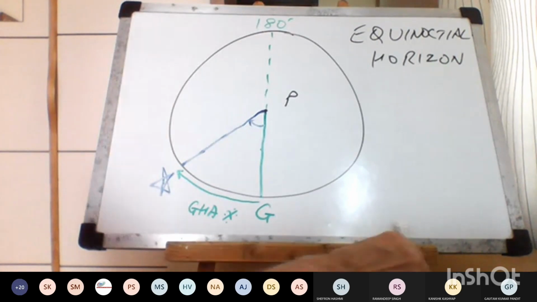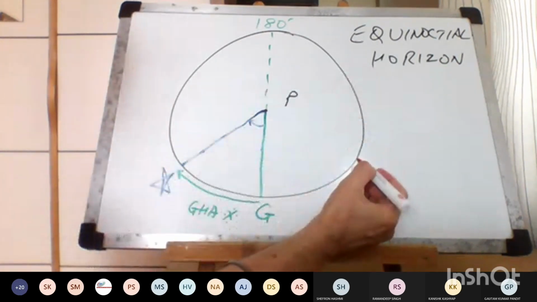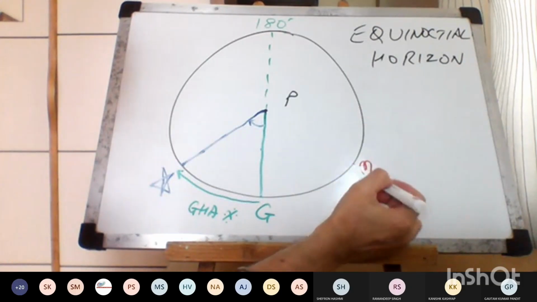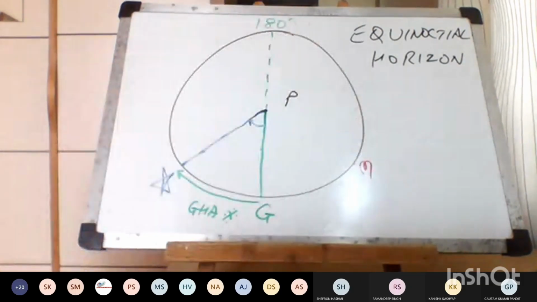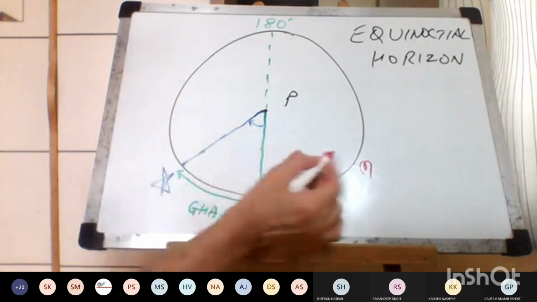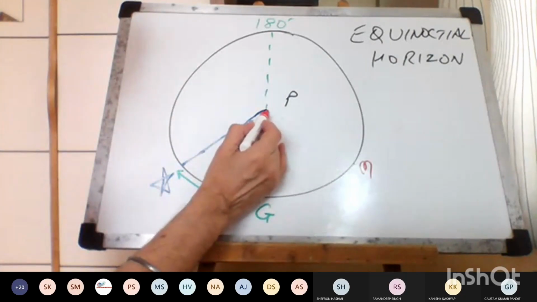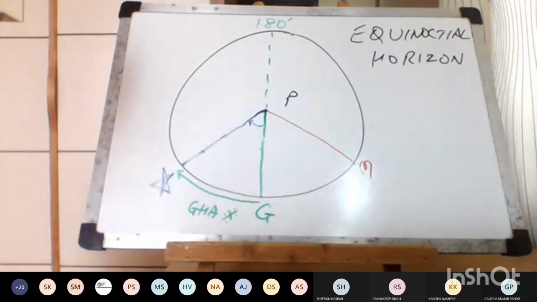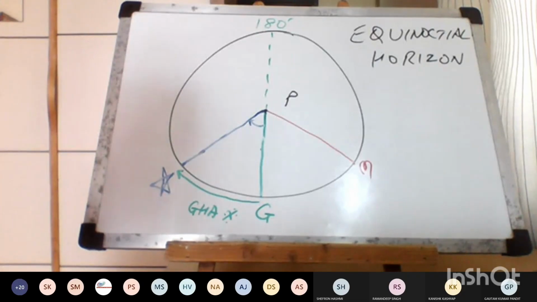Now let us say there is the First Point of Aries over here. It is at the equinoctial, so I have put the dot over there also. But the meridian passing through Aries will also look similar, no? Because it's a meridian. A meridian is a line joining from the pole through the point going to the south pole.